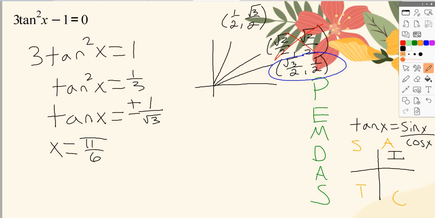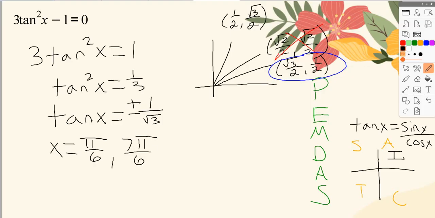Okay. So that means in our third quadrant, we want a reference angle of pi over 6. So what's the angle that has a 6 in it in our third quadrant? 7 pi over 6. 7 pi over 6.